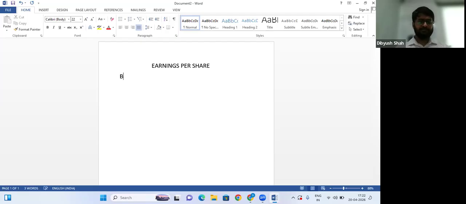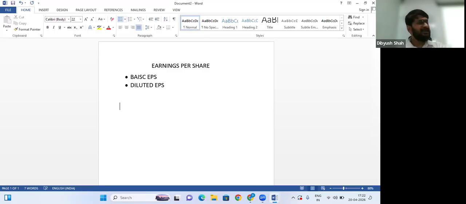When we talk about earnings per share, you need to understand we are only talking about earnings per common share, equity share. We are not talking about earnings per preferred stock. EPS, or earnings per share, is only calculated for common stock or equity shares. There are two kinds of EPS and both are there in your syllabus: basic EPS and diluted EPS.